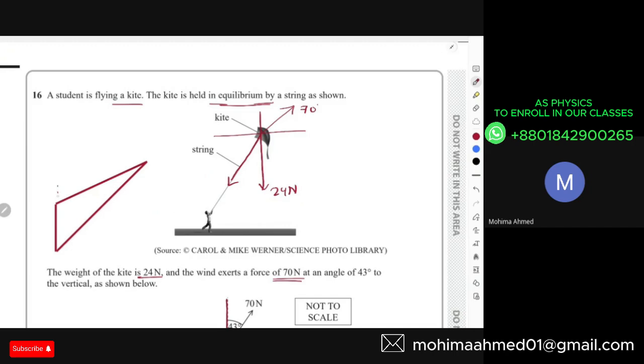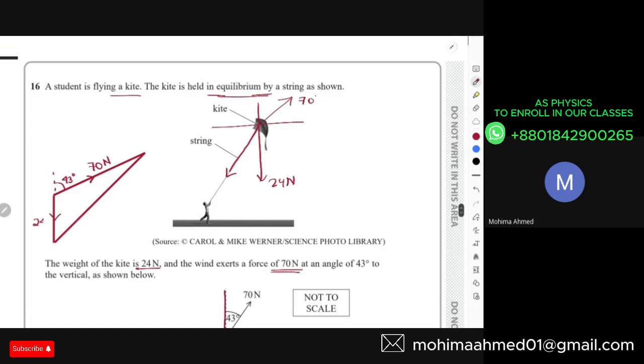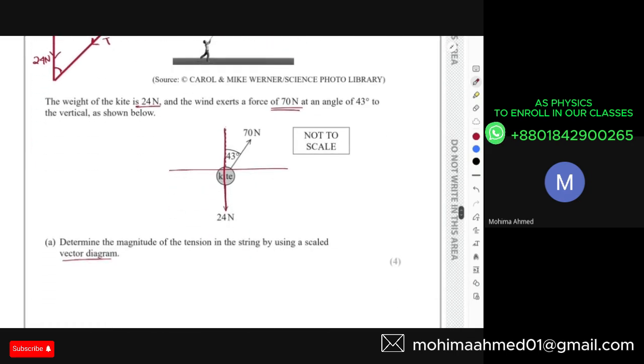I'm just going to write this down over here. This is, by the way, 43 degrees. This was your 70 Newton. And this is your vertically downward, 24 Newton. This is the theta that you want to calculate. And this is your tension that we want to calculate over here, right? I have to find out the tension. I have to find out the theta also. So in that case, if I have to calculate all these values, I have to draw a vector diagram this time. And from the vector diagram, determine the magnitude of the tension.